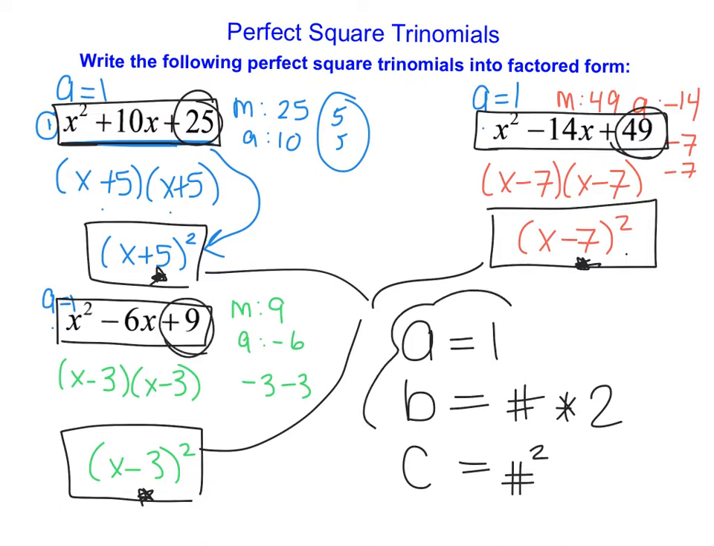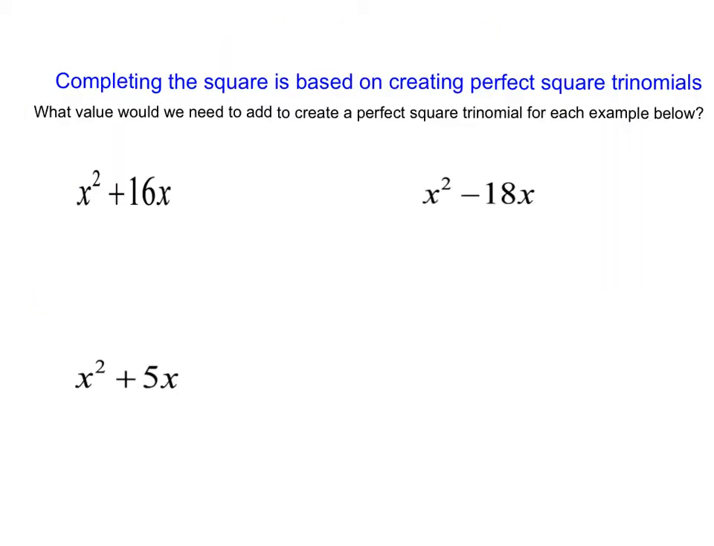So we're going to use this pattern here of a is always 1, b is that number times 2, and c is that number squared in order to write items into a perfect square trinomial. So our goal on this slide here is to figure out what we need to add to each of these expressions in order to make it a perfect square trinomial. So we have x squared plus 16x plus a number, and we want that to turn into something times itself, which eventually will become x plus or minus a number squared. So ultimately, we need to figure out what this number here is so that we can then work backwards and figure out what we need to add here in order to create a perfect square trinomial.